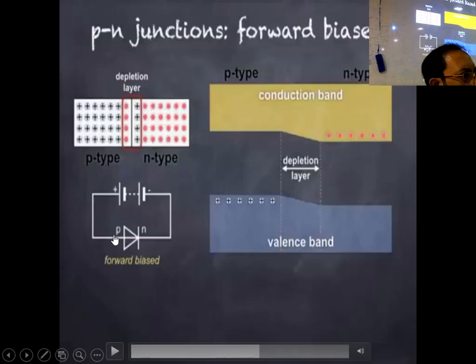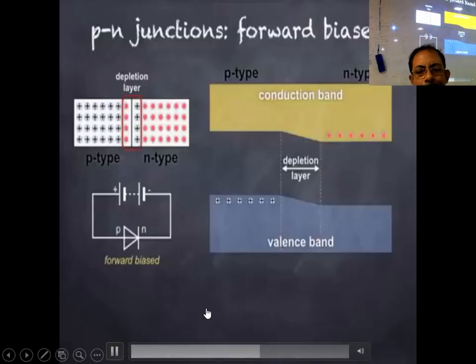This semiconductor is connected to the power line in such a way. See, the P is connected to the positive plate and the N is connected to the negative plate. Then this is called the forward bias. You can make the reverse one. This is connected to the positive plate and this is connected to the negative plate. That way it is called reverse bias.